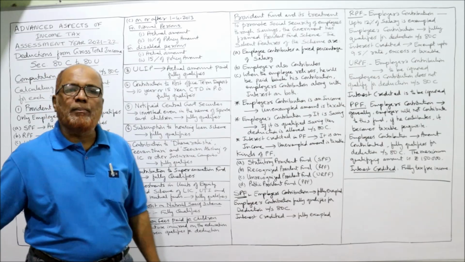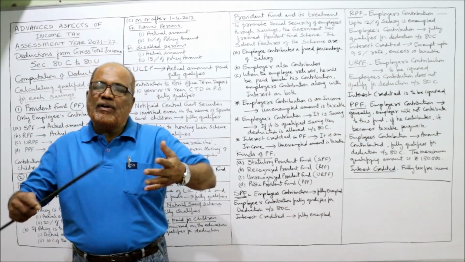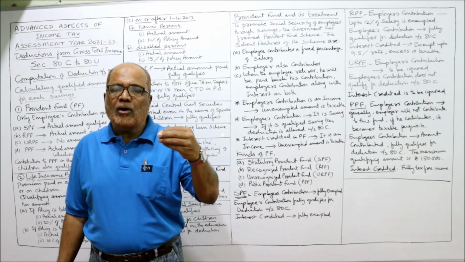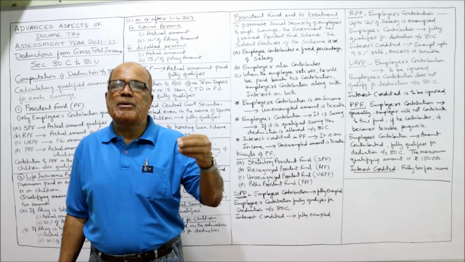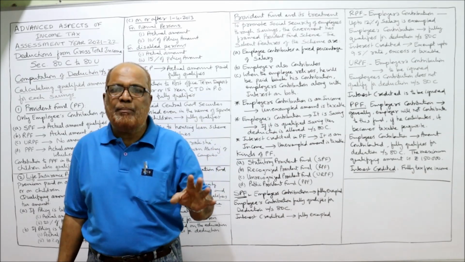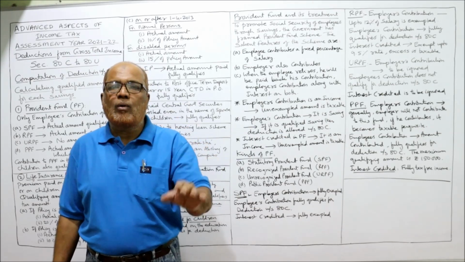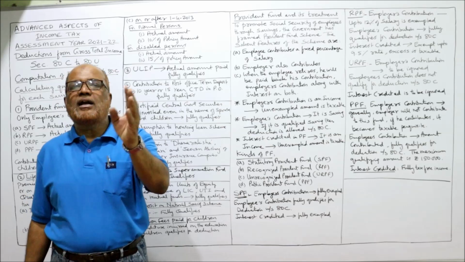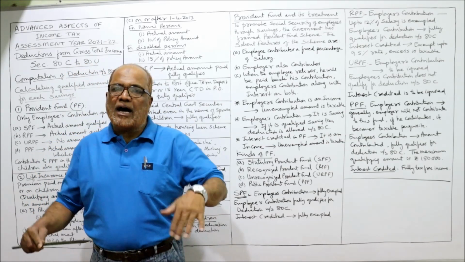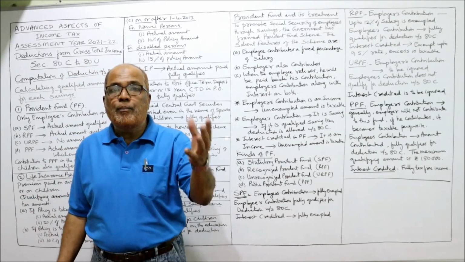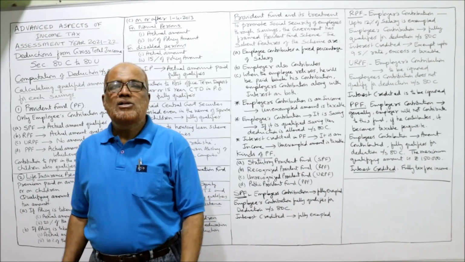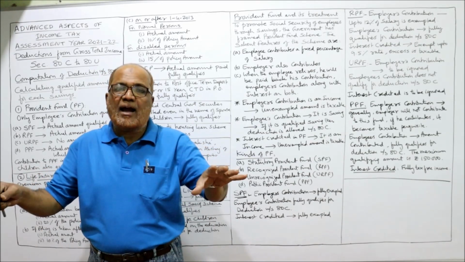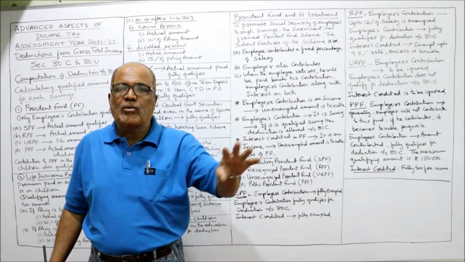Now, last one is public provident fund. A provident fund which is open to all. Any type of employee or non-employee, business people, professional people, anybody can open the account in public provident fund. This public provident fund scheme will be maintained by State Bank of India and other nationalized banks and post offices. So they will maintain the scheme of PPF. Anybody can come and open the account of PPF and deposit the amount.